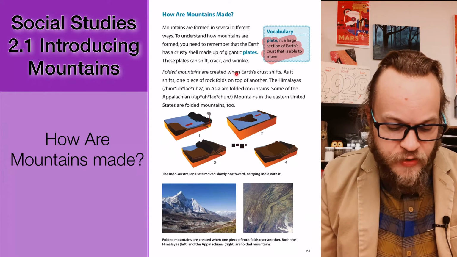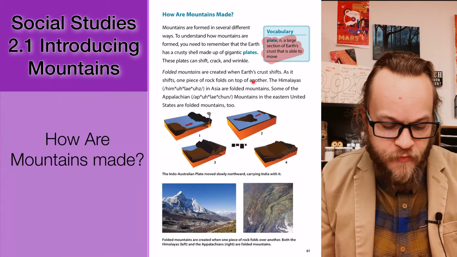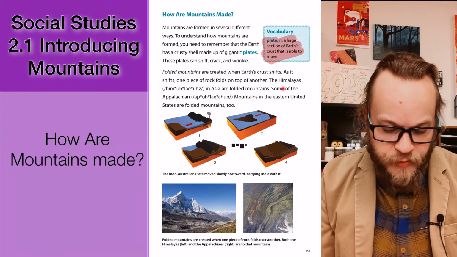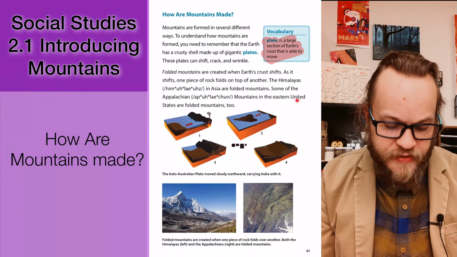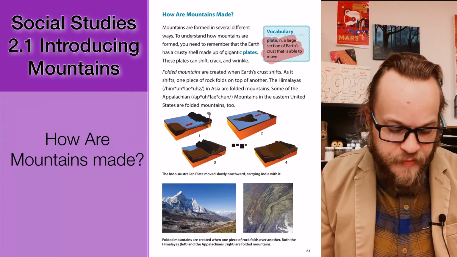Folded mountains are created when Earth's crust shifts. As it shifts, one piece of rock folds on top of another. The Himalayas in Asia are folded mountains. Some of the Appalachian mountains in the eastern United States are folded mountains too.